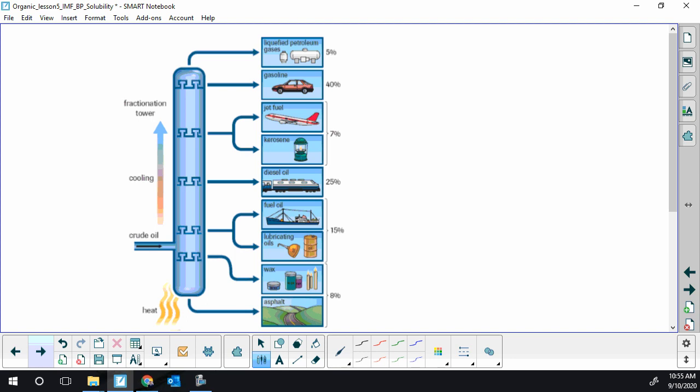And again, the notes will all be on D2L. So, this is the heart of a fractional distillation tower. I'd like you to draw what I'm going to put a box around.